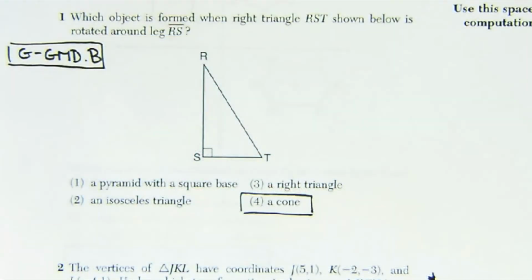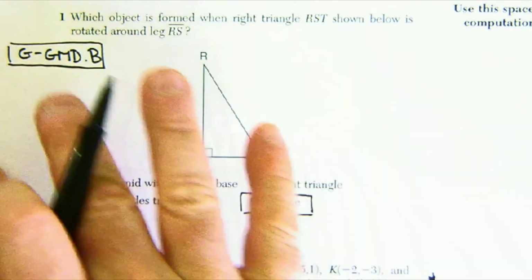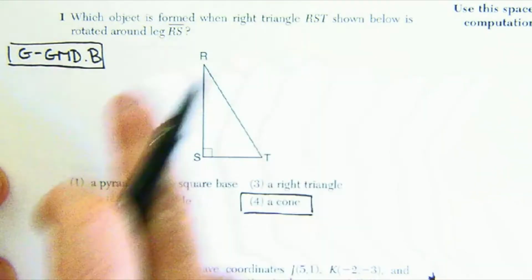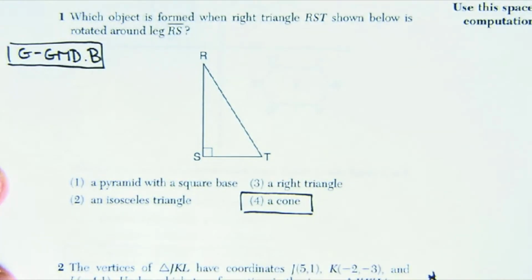All right, let's look at question 1. It says, which object is formed when the right triangle RST shown below is rotated around its leg? Now, this is definitely the right cluster, GMD B. This is the one that speaks specifically to the idea of revolving around an axis.